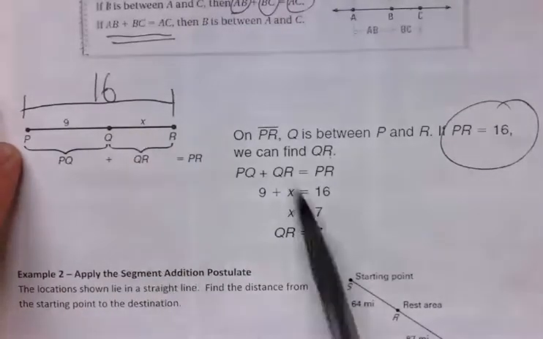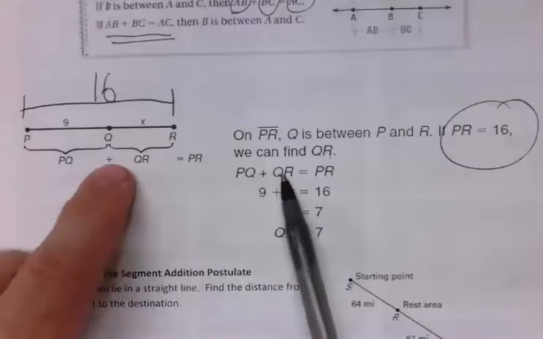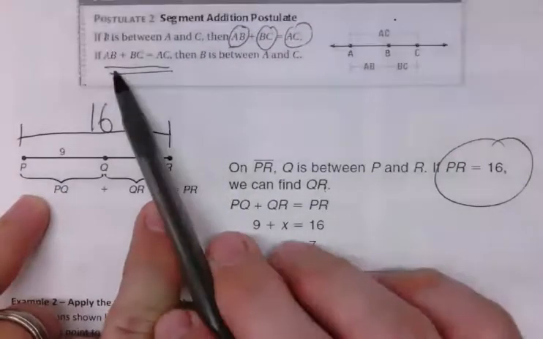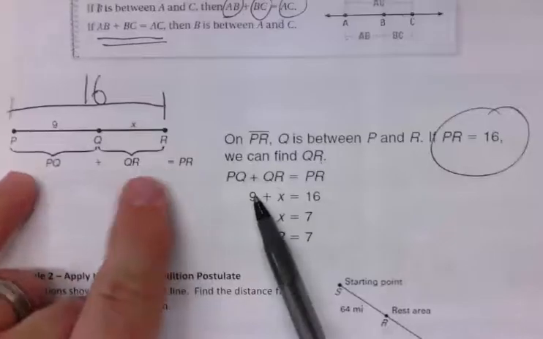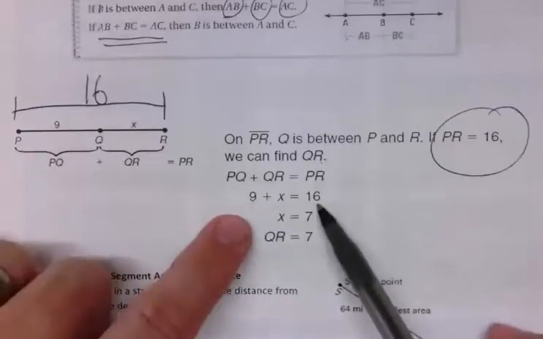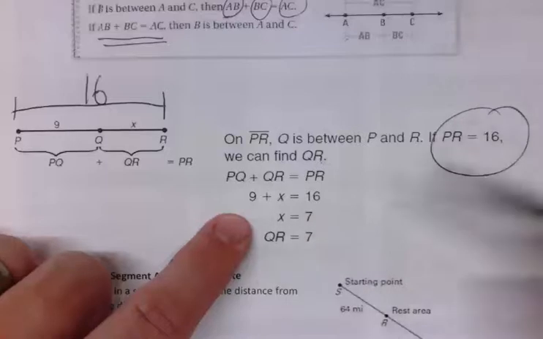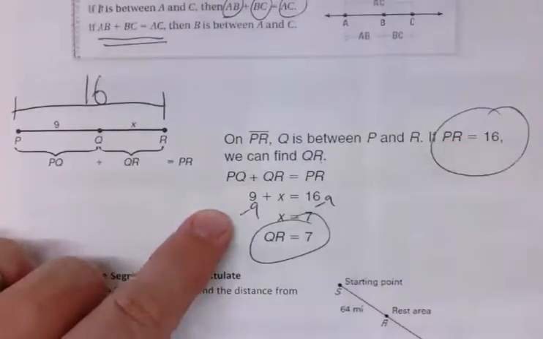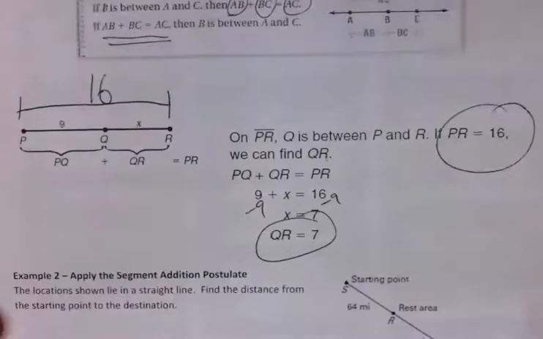So here we go. PQ plus QR equals PR. That is the segment addition postulate in perfect form here. I know PQ is 9, so I substitute that in. I know PR is 16, so I substitute that in. And then of course I solve, just subtract 9 from both sides, and there's your 7. And that's the basic idea behind the segment addition postulate.